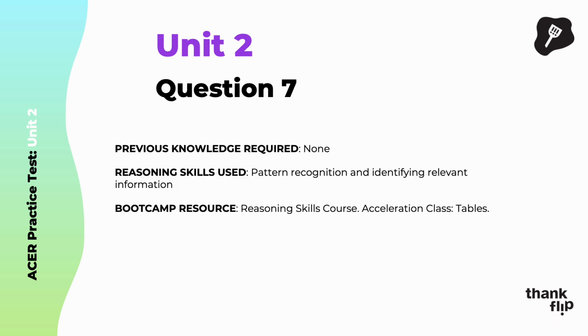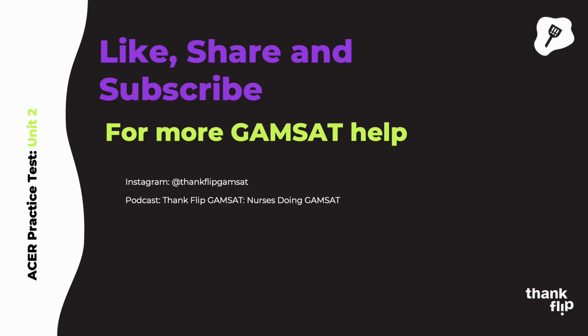Again, you didn't really need to know any prerequisite knowledge. This one's kind of a fun puzzle-solving one. Once you've got the hang of what the question is asking you, it's pretty quick for you to be able to go, okay, well, that's where things are going to be cut, and that's what I need from my third enzyme. So the reasoning skills used here are the same that I've been mentioning, and so are the bootcamp resources as well. That brings us to the end of Unit 2.